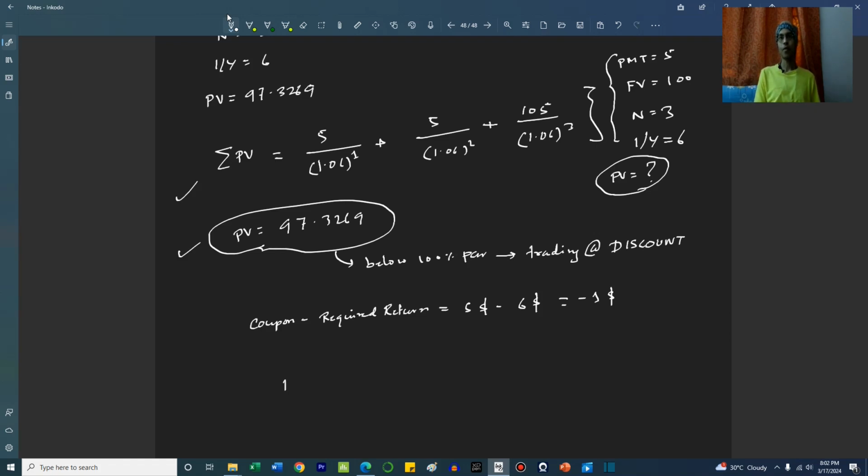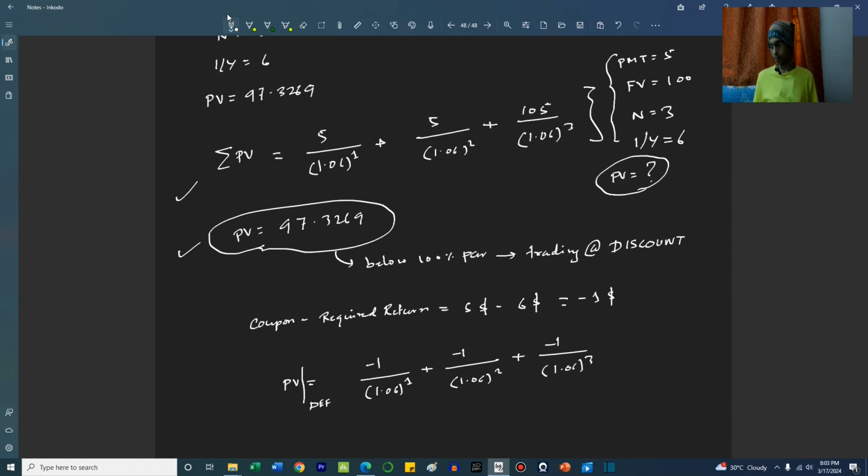So the present value of deficiency will be minus 1 divided by 1.06 to the power 1, plus minus 1 divided by 1.06 to the power 2, plus minus 1 divided by 1.06 to the power 3. The maturity amount is 100, so there is no deficiency in those terms. We just have to calculate the summation of these individual terms.